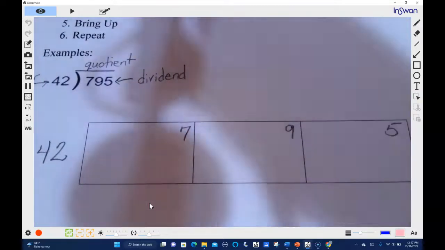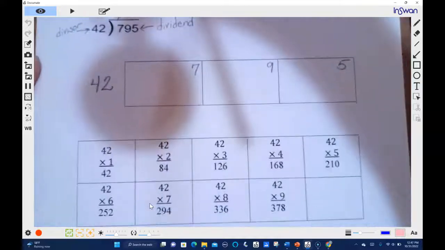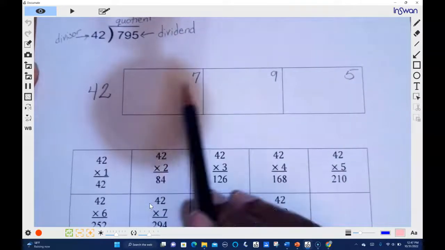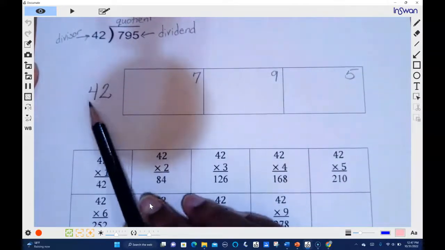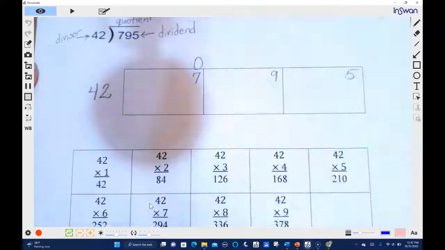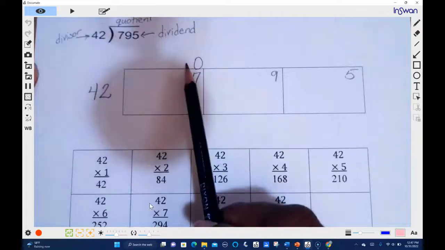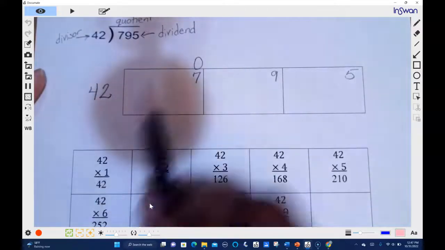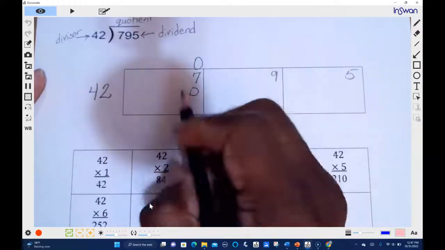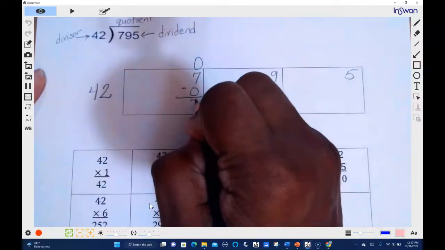So the first thing, let's look. Can I divide 42 into 7? Well, no, we can't because 42 is a lot bigger than 7. So we're just going to put a 0 here. We're going to skip the division step and go straight to multiplication. 0 times 42 is 0. Then I'm going to subtract. 7 minus 0 is 7.